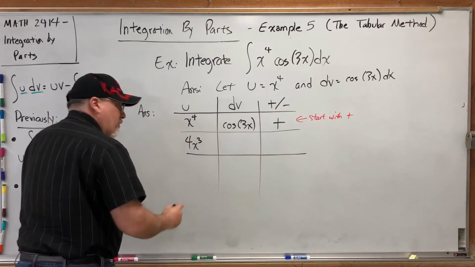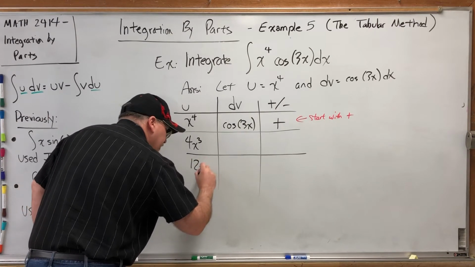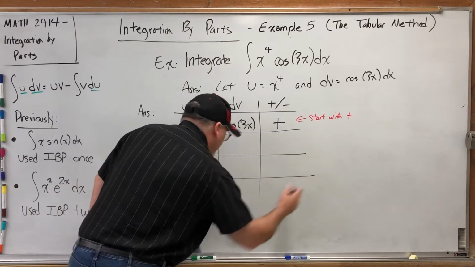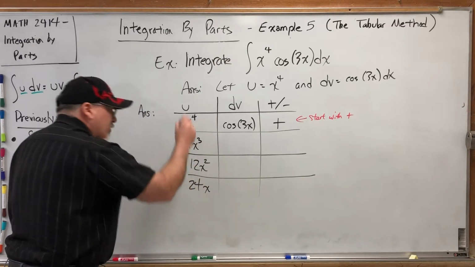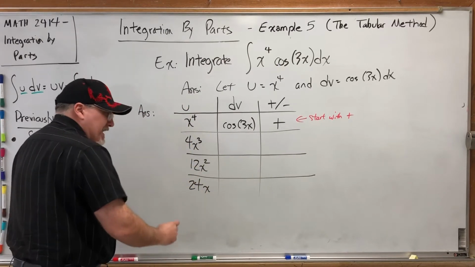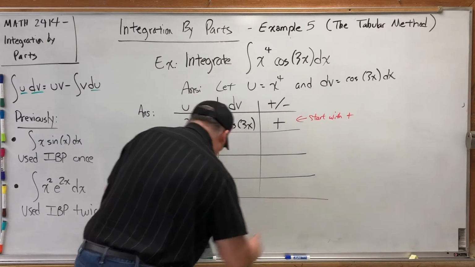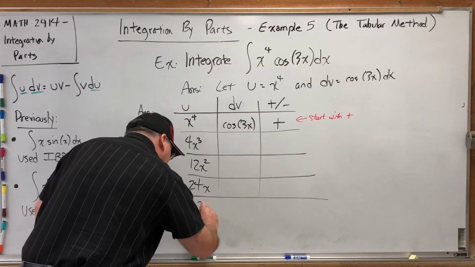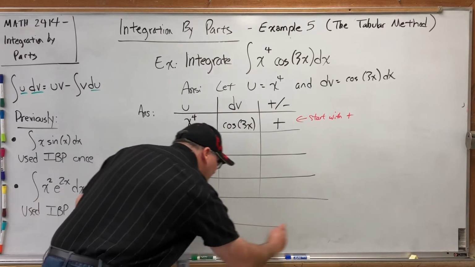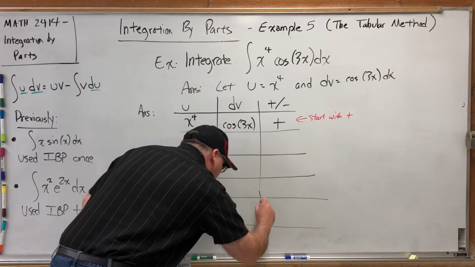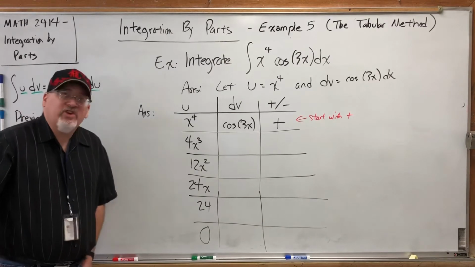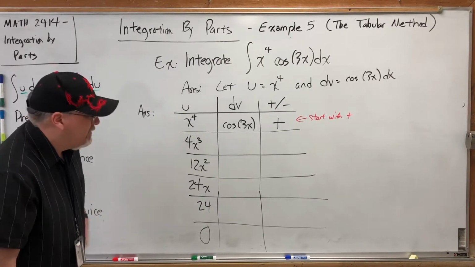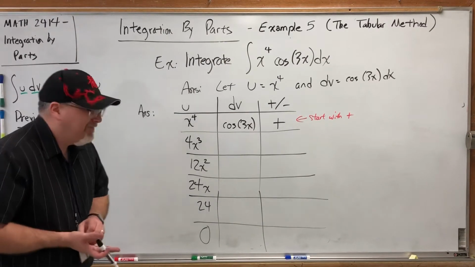The derivative of 4x to the 3rd is 12x squared. The derivative of 12x squared is 24x. And remember, we differentiate until it vanishes, until it becomes a 0. The derivative of 24x is 24. And then we hit the 0. Derivative of 24 is 0. So differentiate the u until it vanishes, so it better be a polynomial.